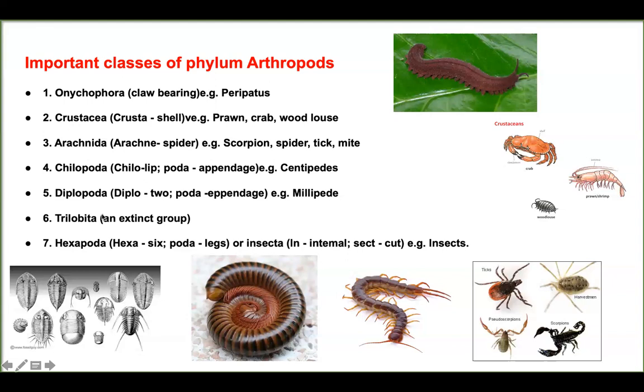Then Trilobita, already I have shown, is an extinct group. And Hexapoda, our insects. Hexa means six, poda means leg. So insect is the example.